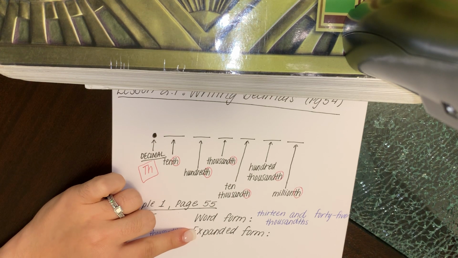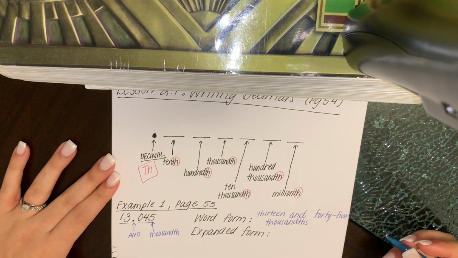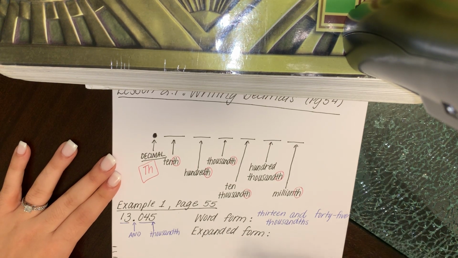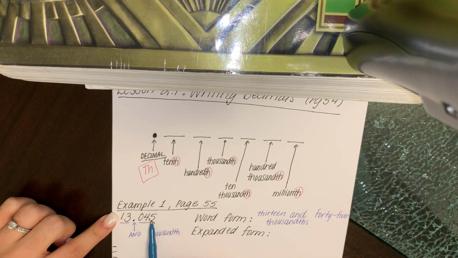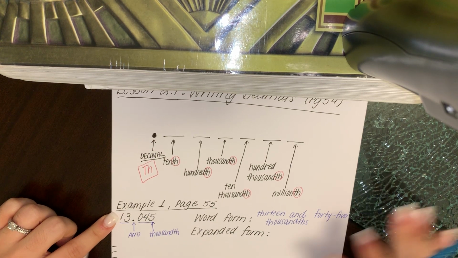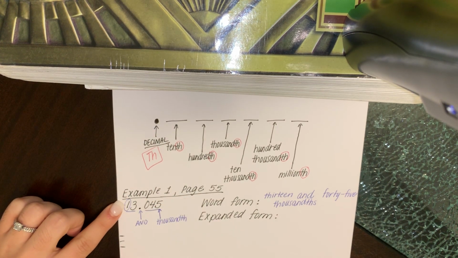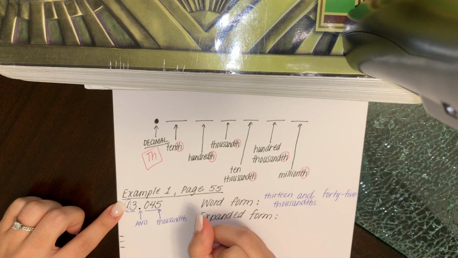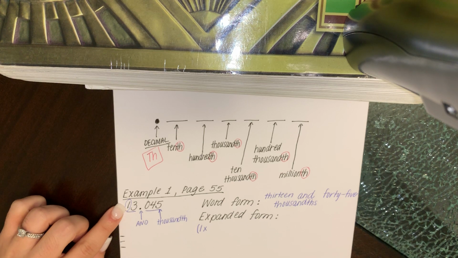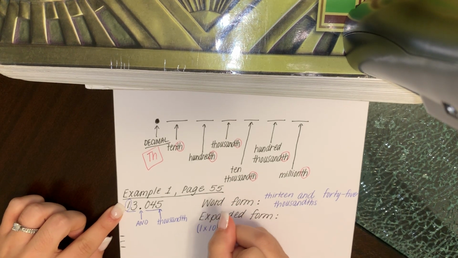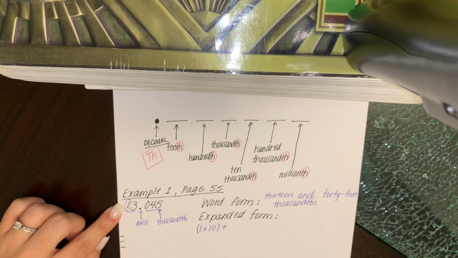Now, expanded form is basically getting each part, okay, and multiplying it with its base value. What does that mean, Mrs. Elliott? Well, we're going to look at each number individually now. We're going to look at the 1, the 3, the 0, the 4, the 5, and we're going to say what place value it's in. So the 1 right here, that 1 is in what we call the tens place. So here's what you're going to do. In parentheses, you're going to write the number 1, and you're going to multiply it with what place? The tens place. So 1 times 10 in parentheses.